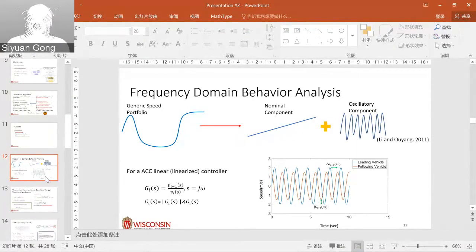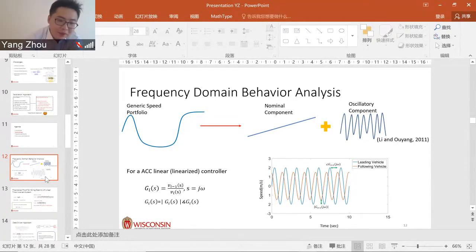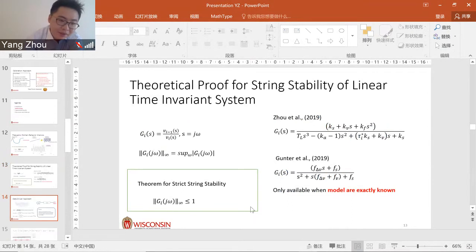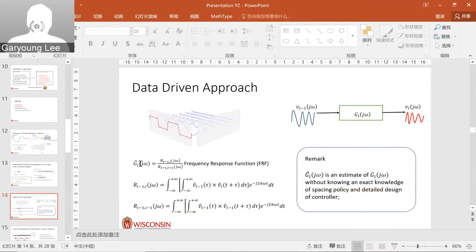Yeah, so basically, we have an estimate of these transfer functions. But your question is, what if the leading vehicle trajectories do not contain some range of the frequency? So how can we do it, right? Is this your question? Correct.